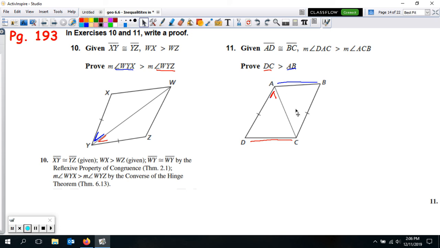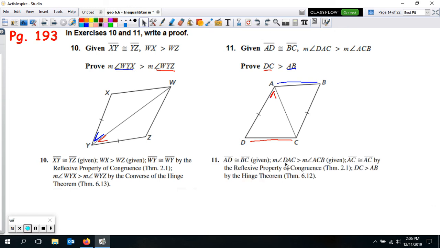This other angle down here was the measure of ACB. That's this one down here. That's the shorter one. So we just need to do pretty much the same thing on this one. The only difference is that we're given the angles first and we're trying to find the sides. And so that's just going to be the Hinge theorem, not the converse.